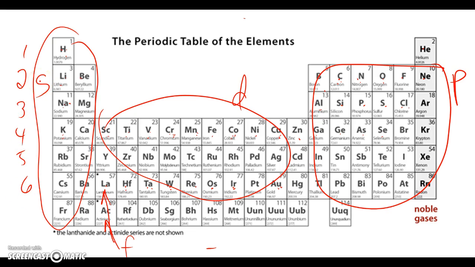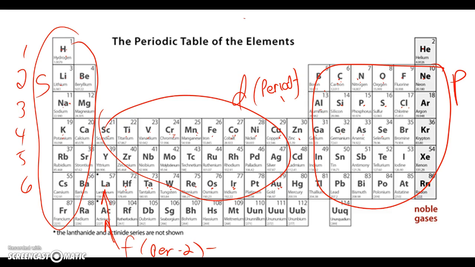S and P use the period number that they're in, where D uses period -1 and F uses period -2, right? So let's go to your third sheet. Let's look at chromium. We'll do that one and see if we get to the same answer, all right? Chromium is right here. So we start at the top.